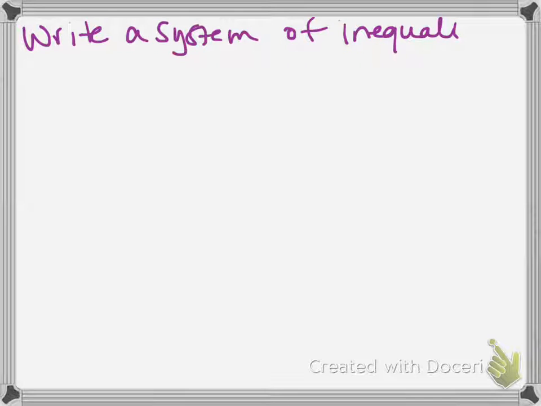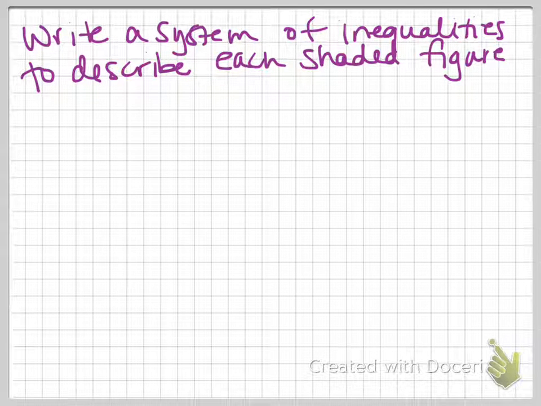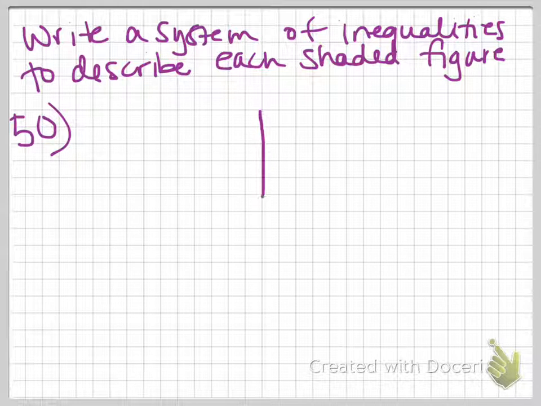Now, the next piece that I want to look at, and the directions for it will be, write a system of inequalities to describe each shaded figure. Okay, so what we're actually going to see here is a nice little graph. Okay, so let's look at this first one. And actually, I took this one from the book. This is like number 50 in the book. Actually, it is not like it. It is number 50 in the book.